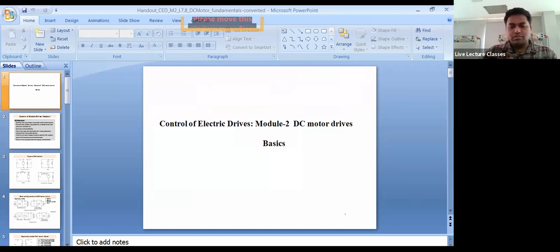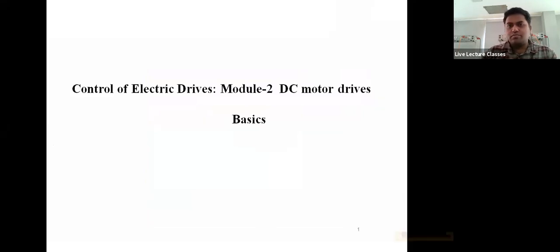Okay, so this is unit 2. Unit 2 consists of DC motor drives. First we will go to the basics and then we will go to the advanced features.